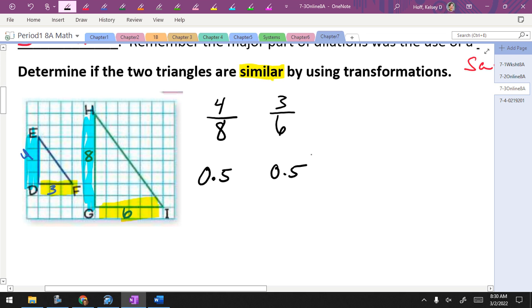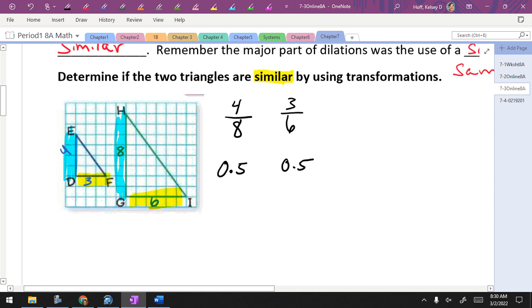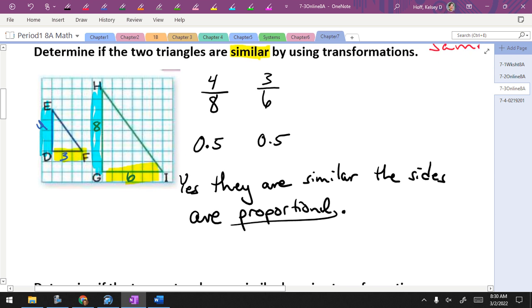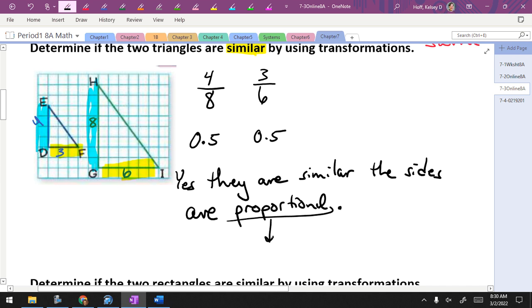What do you notice about these two numbers? They're the same, which means we have the same scale factor. So what we just did is we showed that these are similar. So you would say, yes, they are similar. The sides are proportional. And just so you remember, proportional means they have the same scale factor. That 0.5 set that up.